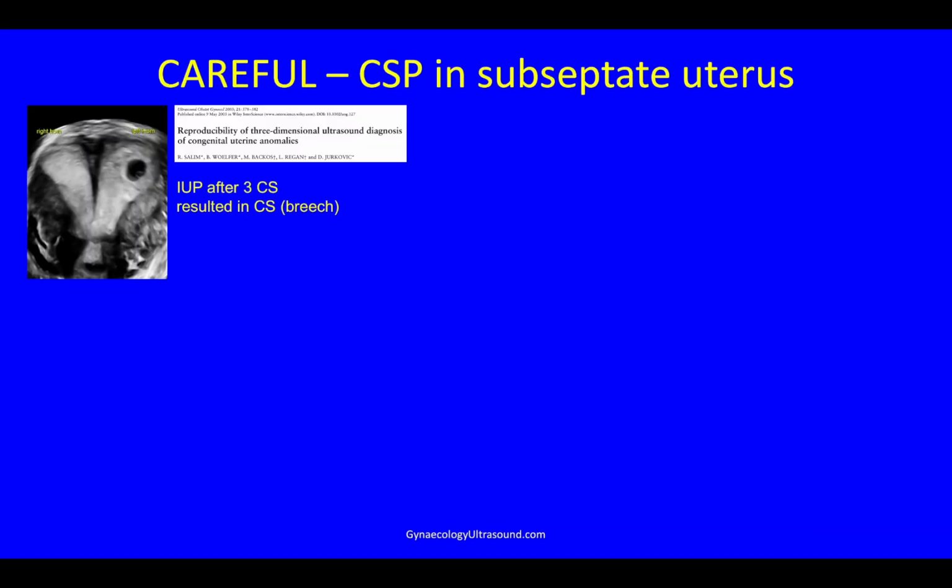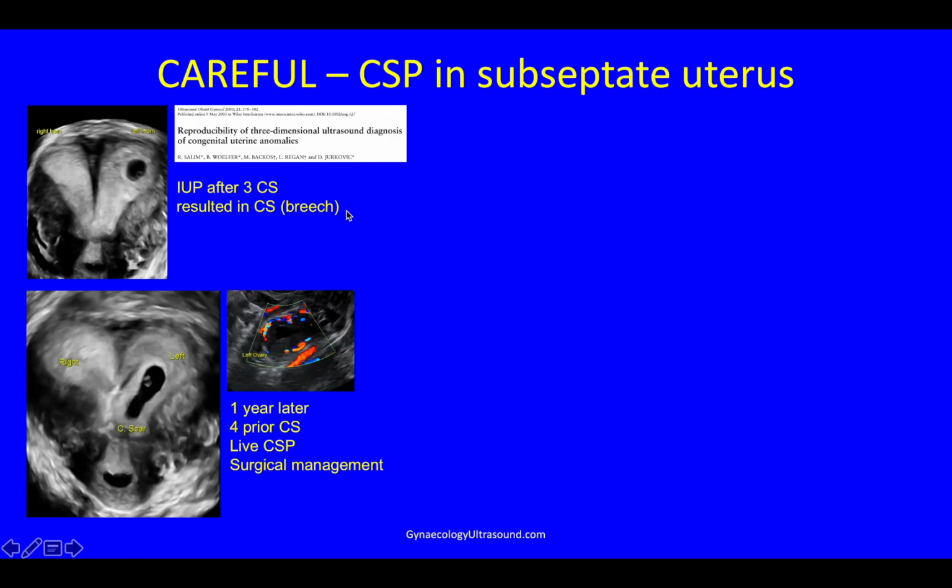Sometimes the uterine shape isn't normal, and we use this classification system from Jurkovic in 2003. And this patient at that time had had 3 Caesarean sections, and this pregnancy in the left horn resulted in a breach and another section. We saw the patient a year later, so she's now had 4 prior sections, and she had a live scar pregnancy. This is it on 3D. We don't use 3D to diagnose it, but the image looks nice there. It was a live scar pregnancy, and she had surgical management.